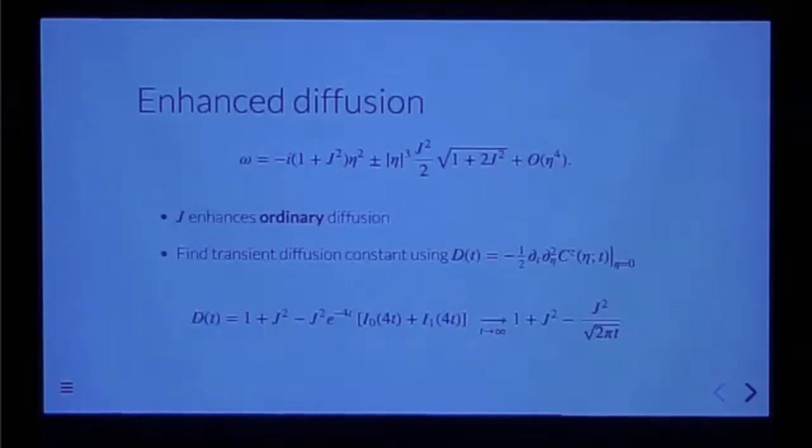So it's all looking reasonable, but now we can just calculate what happens to the diffusion constant. And so as you can see, this starts at eta squared. So J is just enhancing ordinary diffusion at this order of the calculation. And you can go further and find the transient behavior of the diffusion constant just from this formula, which just keeps track of the width of the correlation function, how it changes with time. And you get a nice closed form expression involving Bessel functions, but in the long time limit, you get this behavior. So 1 plus J squared is the long time behavior, and then you get this approach that goes like 1 over square root T.